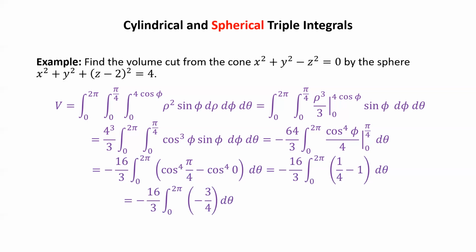So we get negative 16 thirds times negative 3/4, which is just 4. And when we integrate from 0 to 2 pi d theta, we just get theta from 0 to 2 pi. So that becomes 4 times 2 pi, which is 8 pi.